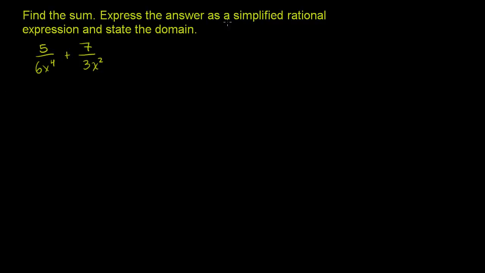Find the sum, express the answer as a simplified rational expression, and state the domain. So we have these two rational expressions, or two fractions, if you will. And whenever we add fractions, we need to find a common denominator. And the common denominator has to be something that's divisible by both of these denominators.